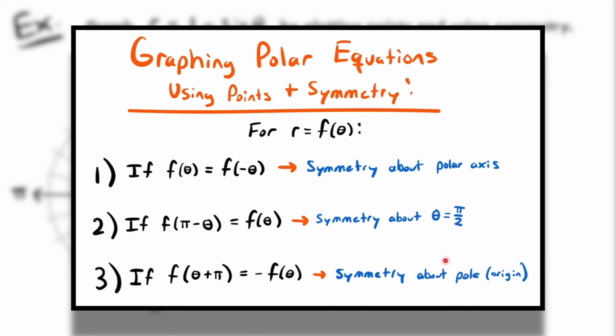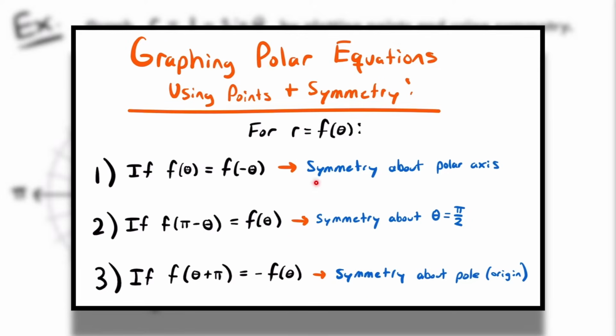And then finally, this one we're not going to use that much. This is kind of a last resort if you don't have symmetry in the previous two ways. If you don't have symmetry about the polar axis or about the vertical axis, then you can check this third type of symmetry by plugging theta plus pi into your function and seeing if you get the negative version of your original function. And if that's the case, you then have symmetry about the pole or the origin. Essentially what that means is that you can rotate your graph 180 degrees and it will look the same. All right, but we're not going to use that very often.